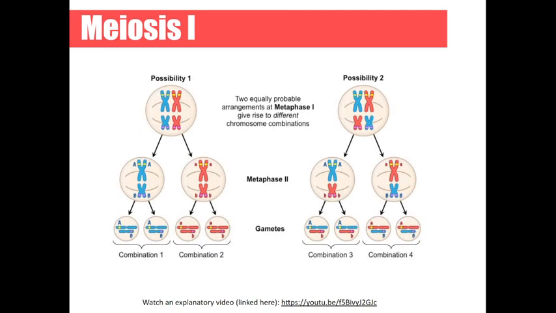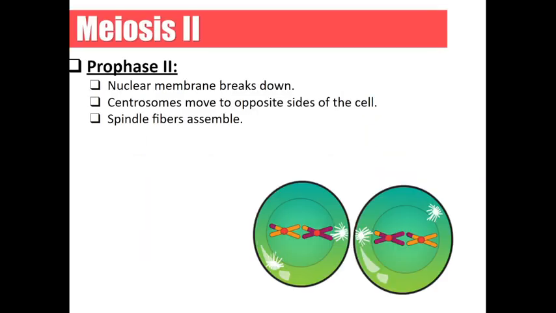Now, let's get into some probability and math for a second. So, we have two different possibilities here. We have possibility 1, possibility 2. So they are two equally probable arrangements at metaphase 1 that can give rise to different chromosome combinations during metaphase 2 and your final gametes. So you can see, even though we're starting with the same things, we can have so many different combinations of cells, which is what gives us our genetic diversity.